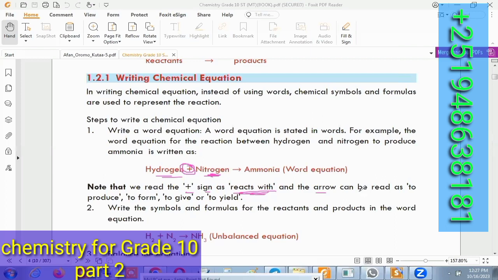And the arrow can be read as one of these words: produce, form, give, yield. So you can use one of these.